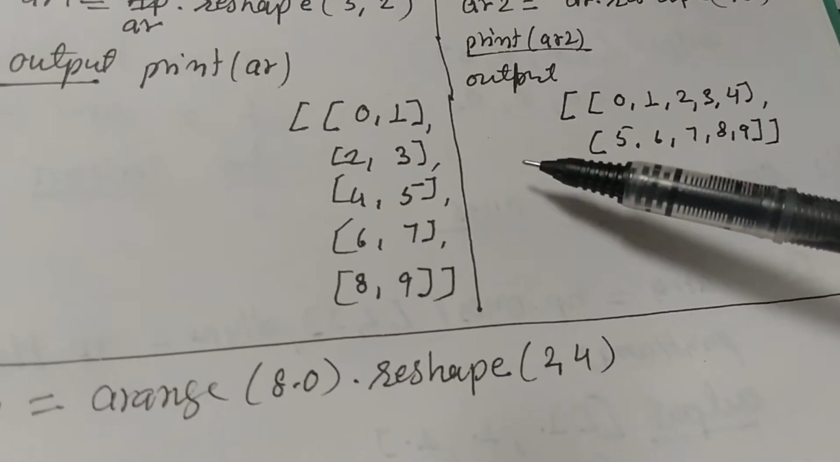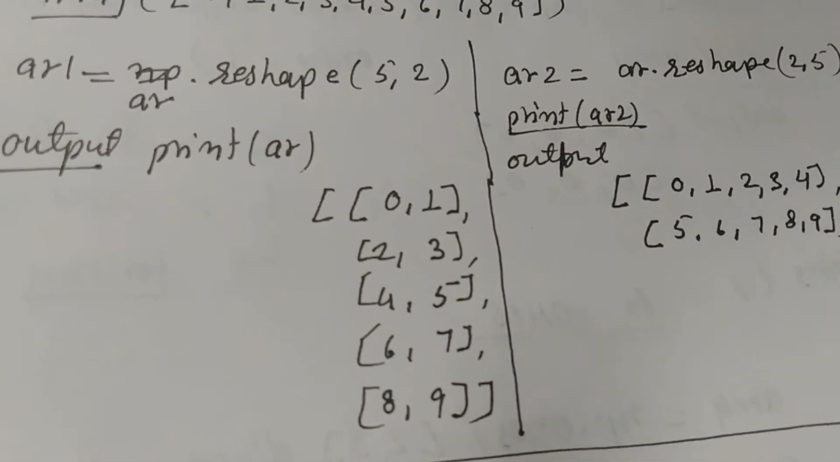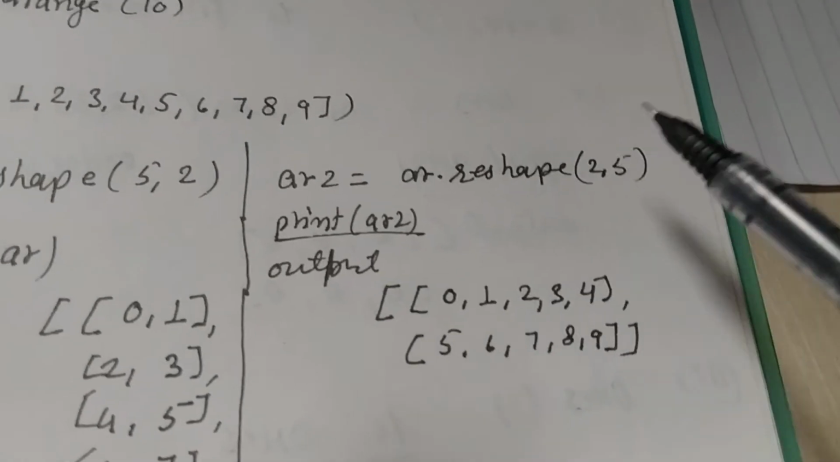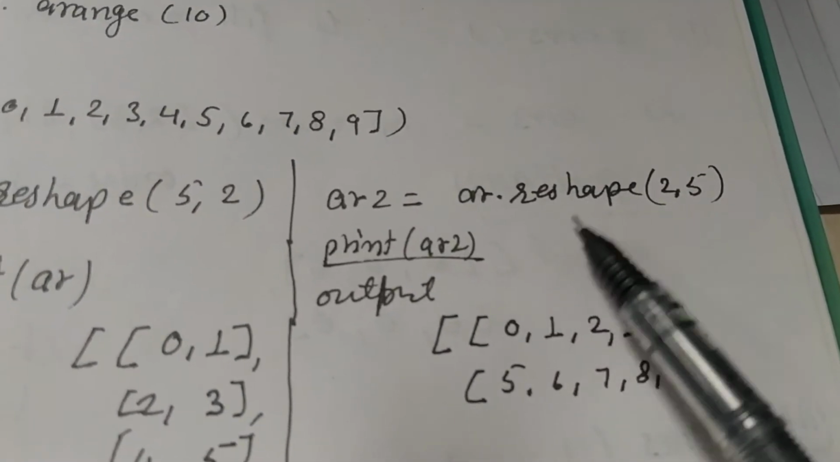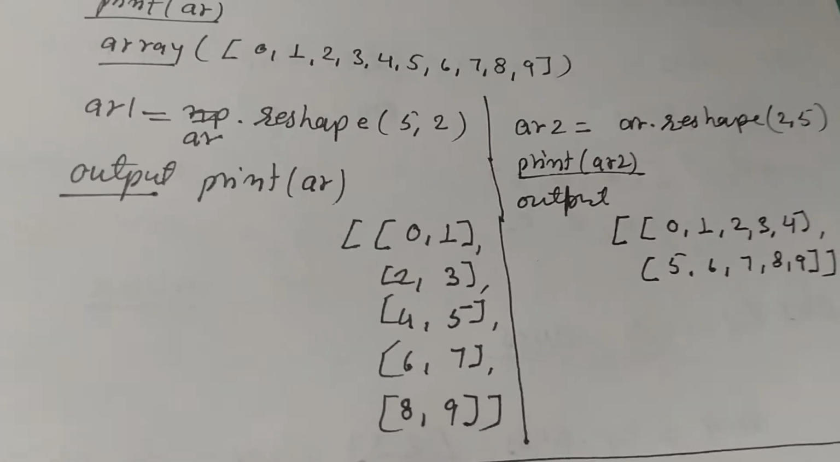So its answer you can check here: 2 columns are there, and 1, 2, 3, 4, 5 rows are there. Clear? Okay, in this example you can see ar1.reshape(2, 5) means 2 rows are there and 5 columns are there.